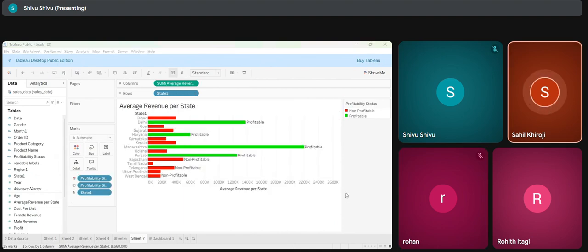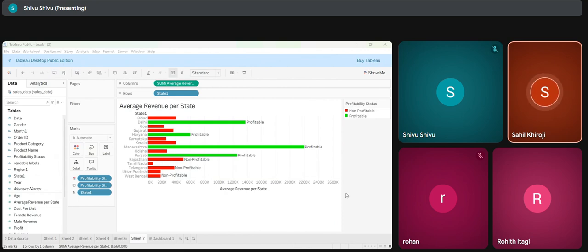Thank you, Rohan. The next task is to create a calculated field to show the average revenue per state and display profitable and non-profitable states. This is the last chart, and it is possibly the most important. It's a bar chart showcasing average revenue per state, but it adds a crucial layer of information, profitability. The length of the bar is the average revenue, but the color tells the real story. Green bars are profitable states and red bars are non-profitable states.